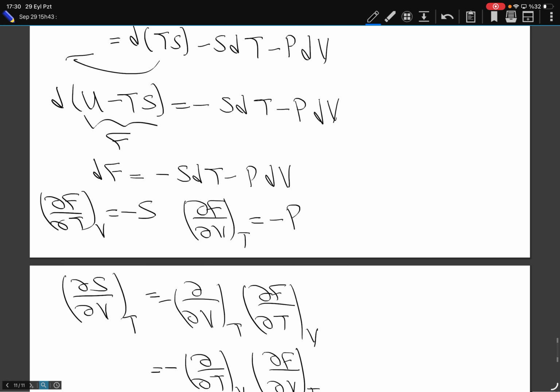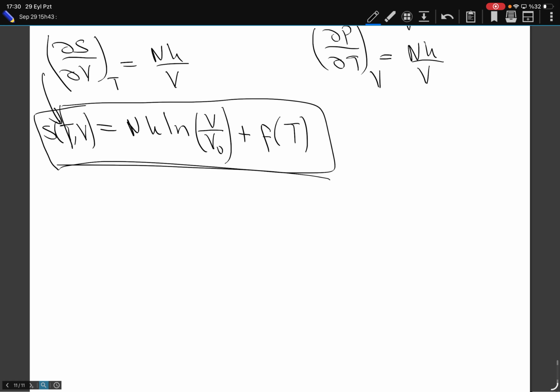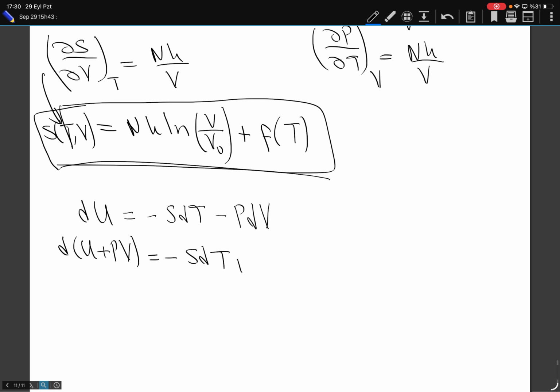Well, there are other things you can play around with. You see, with dU equal to TdS minus PdV, you can look at the differential of U plus PV. This is equal to TdS plus VdP. Or you can look at U plus... No, sorry, this is TdS.